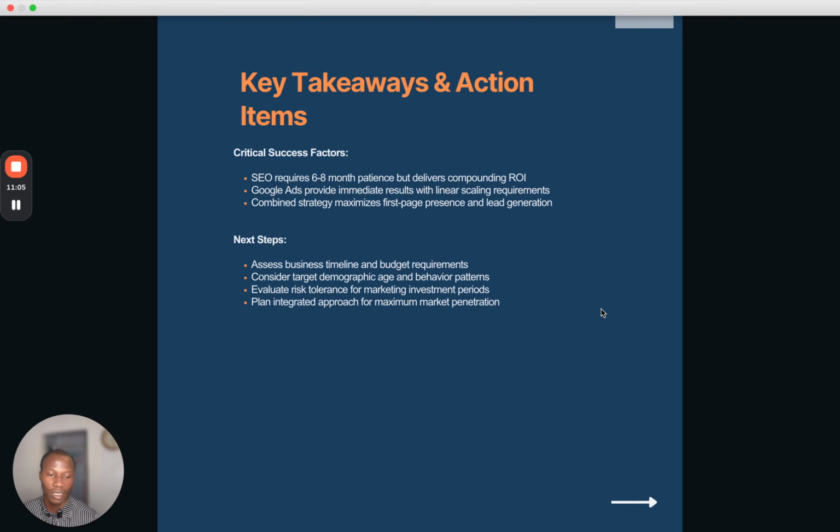Key takeaway here, critical success factors. SEO typically requires anywhere between 3 to 8 months of patience, but delivers compounding return on investment. Google Ads provides immediate results with linear scaling requirements. Combine both strategies and you dominate the first page entirely. Next steps for businesses: assess your business pipeline and budgets, consider target demographic, age, and behavioral patterns, evaluate risk tolerance for marketing investment periods, and plan an integrated approach for maximum benefits.